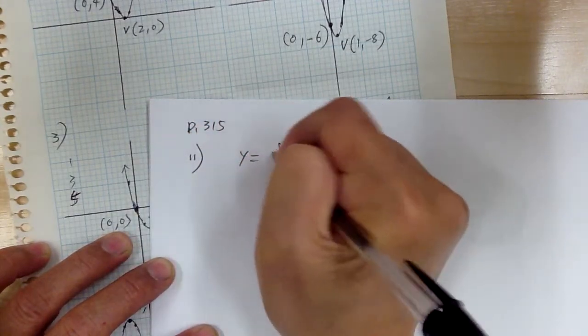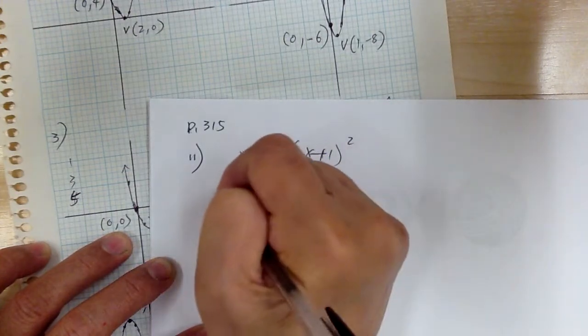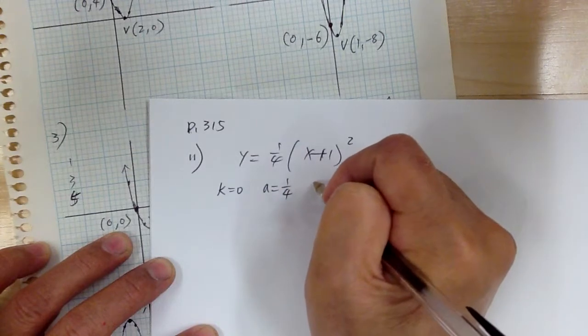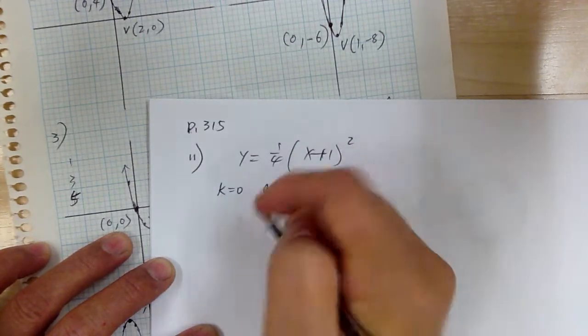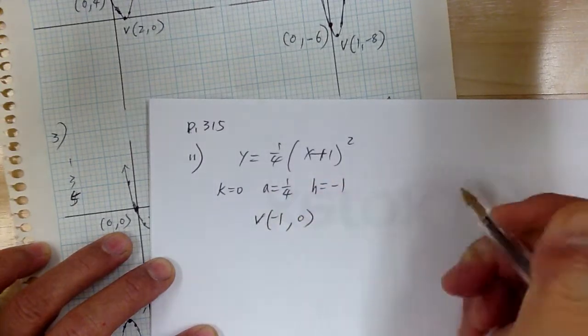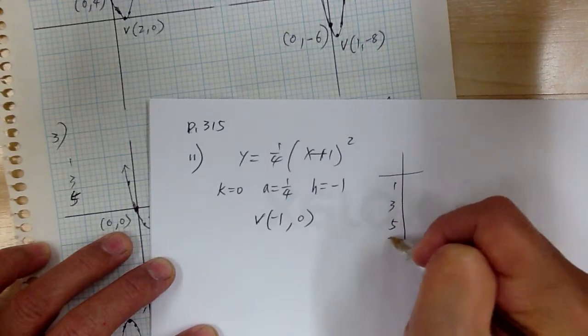You have y equal to 1/4 times x plus 1 squared. So k equal to 0, a equal to 1 over 4, and h equal to negative 1. So vertex is going to be at negative 1, comma 0. And the table you're making 1, 3, 5, 7.